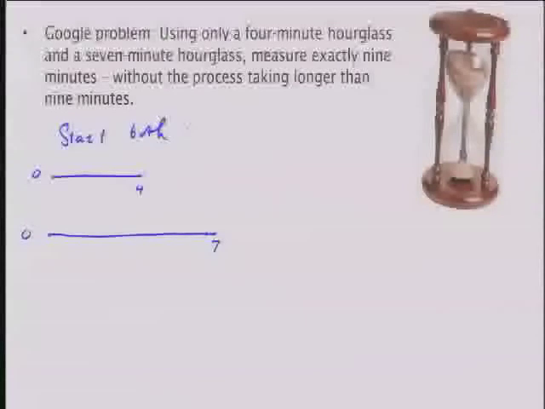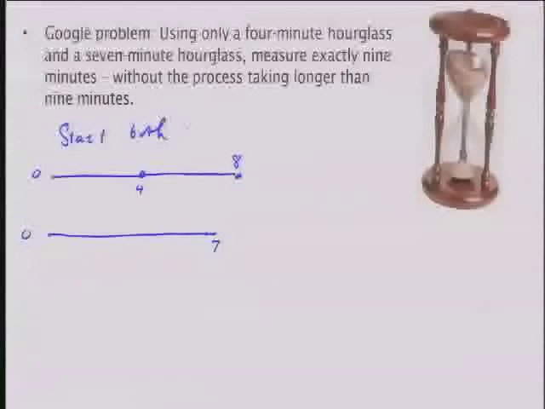So when the first one runs out, you flip it over again, right? So now when you flip it over again, you know that that's going to last you all the way up to time 8 when it runs out. So now you've marked, you know you can mark time 7 and 8. But what you want to get to is 9. So how do you do 9?